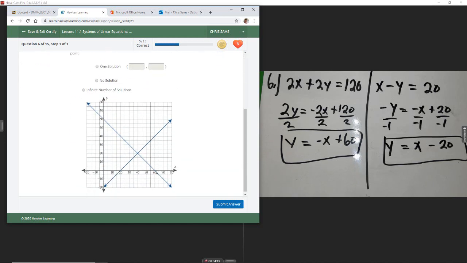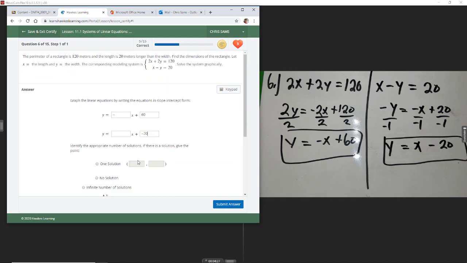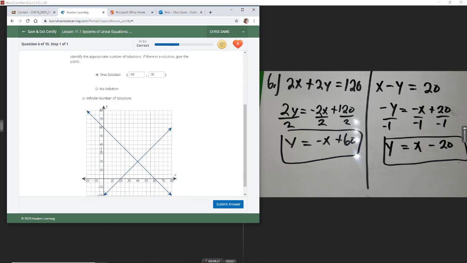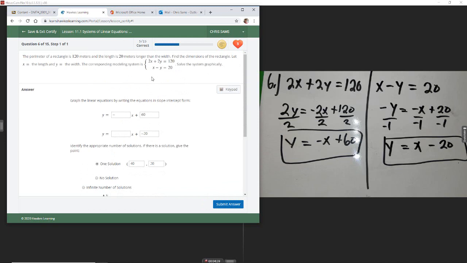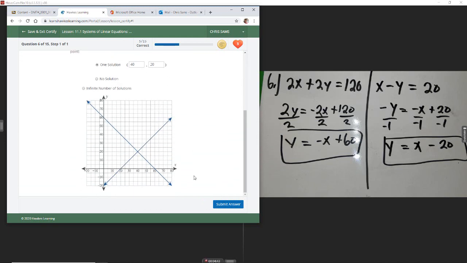Okay, so here they are graphed. In the x direction, we're getting 40. In the y direction, we're getting 20. So one solution, 40 and 20. And then do get in the habit of going back and just plugging in to double check. You can also graph it to double check, which I'll do one more time.